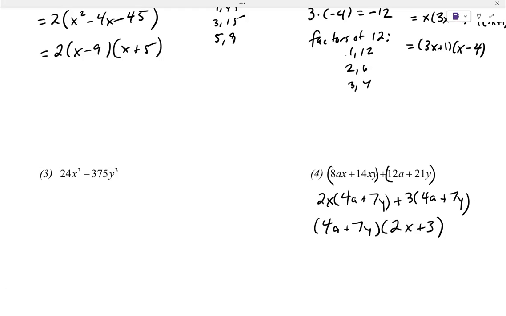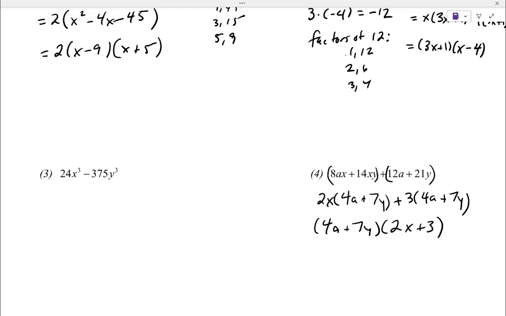All right. Let's look at number 3 together again. First thing you should always look for is GCF. Do these two things have a GCF here? I think they do. I think 3 divides both of them. 3 goes into 24 8 times. 3 goes into 375 125 times. So I think we can pull out a 3.